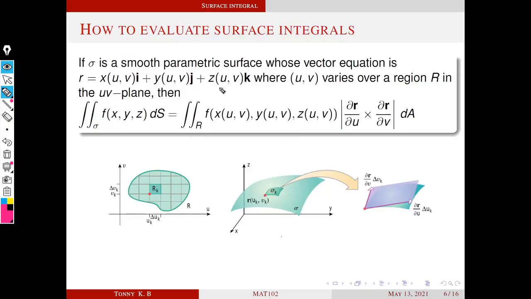This is the result. We can easily evaluate the double integral using this result. The result says that if sigma is a smooth parametric surface, where smooth means differentiable, then what is a parametric surface? It means we convert x, y, z everything in terms of two variables, called parameters. So r is given by x as a function of u, v, y as a function of u, v, and z as a function of u, v. This is the parametric representation of a surface.